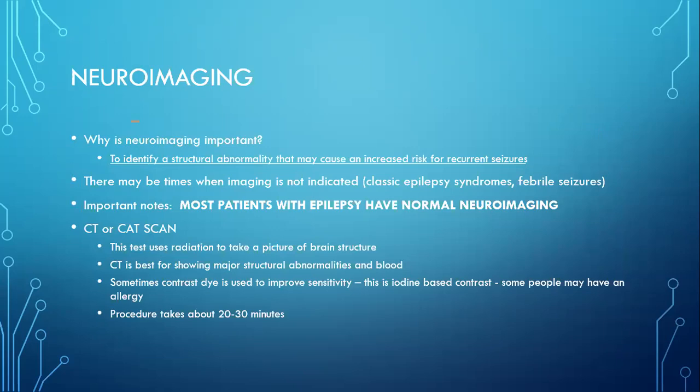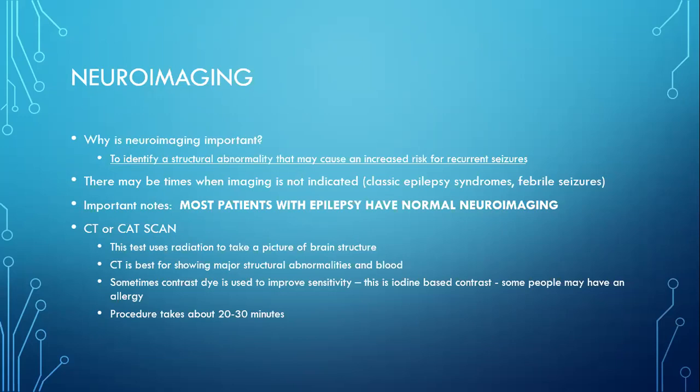Okay, and the other big category of diagnostic testing is neuroimaging, meaning pictures that we take of the brain. So why is neuroimaging important? We do neuroimaging because we want to make sure that there is not an underlying structural abnormality that is causing that increased risk for seizures.